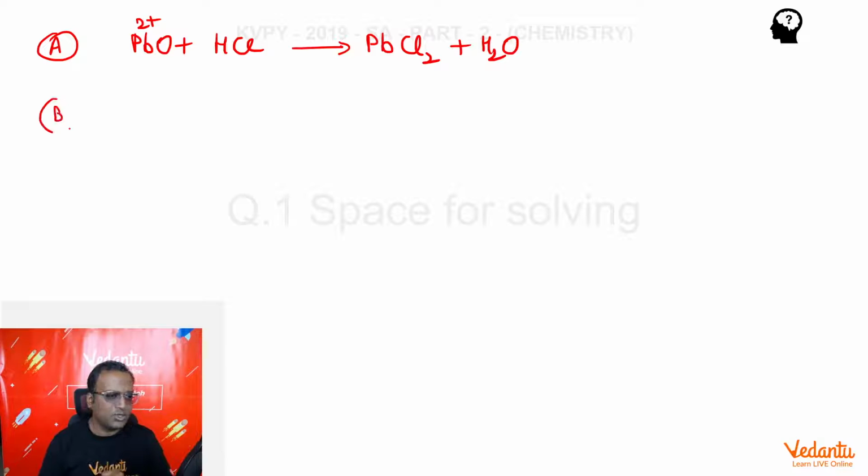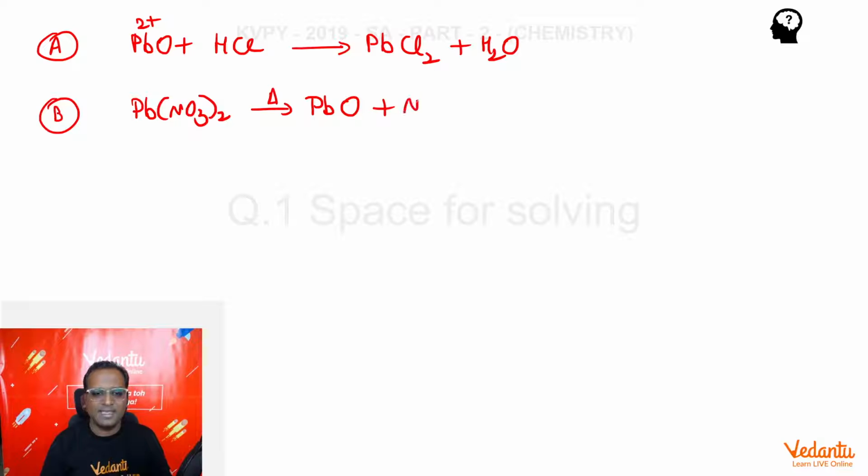Now, the next one was the heating effect on lead nitrate. So we know that when metal nitrates are heated, they get converted into their stable oxides and NO2 and O2. These are released as gases. So in the second reaction, we get stable oxide PbO formed and not PbO2.